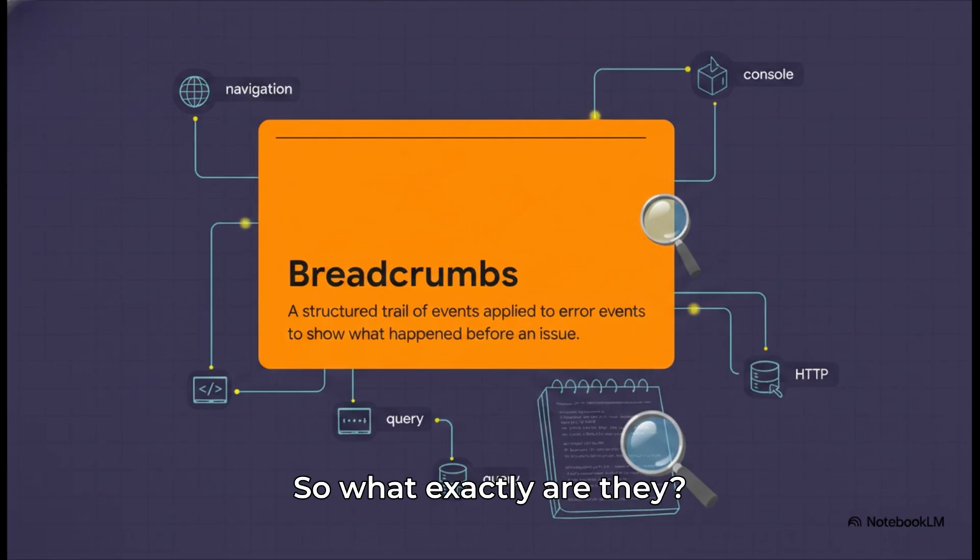So what exactly are they? Sentry defines breadcrumbs as a structured trail of events that live on scopes and are applied to error events to show what happened right before an issue. Under the hood, they are inherently categorical JSON records. And the absolute most critical behavioral rule of the whole breadcrumb system: they strictly maintain insertion order. That is huge. They aren't sorted by some absolute timestamp, they are sorted by the exact sequence they occurred, preserving the exact causality of events.